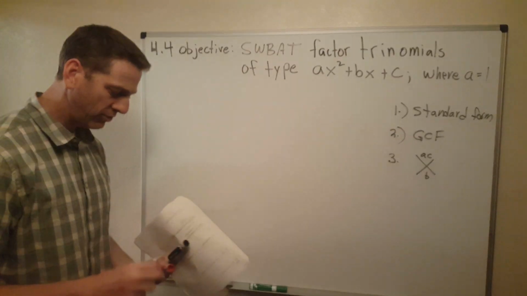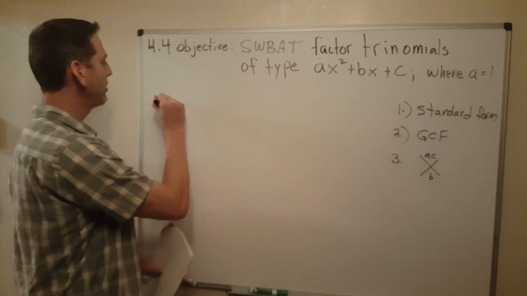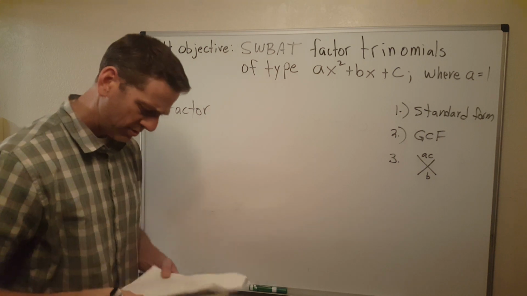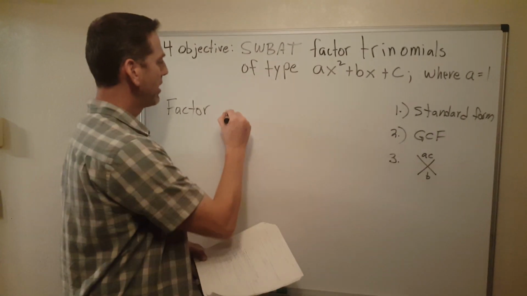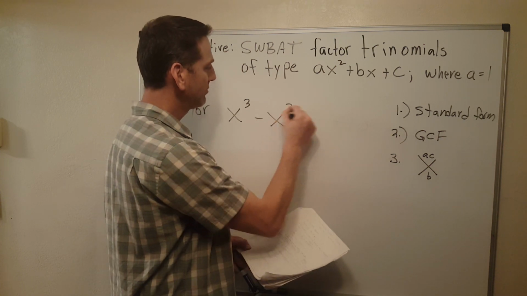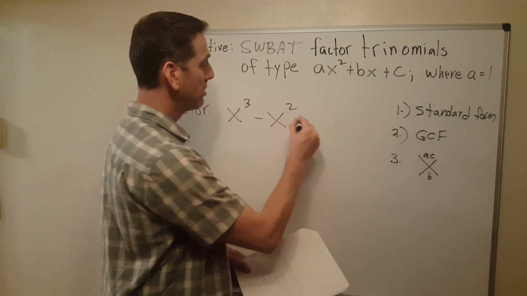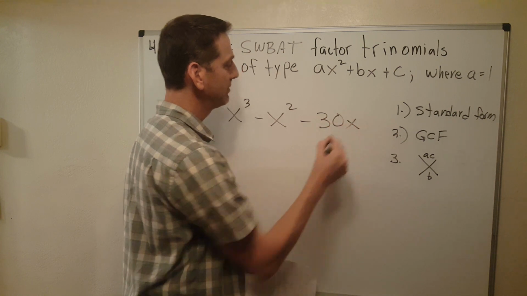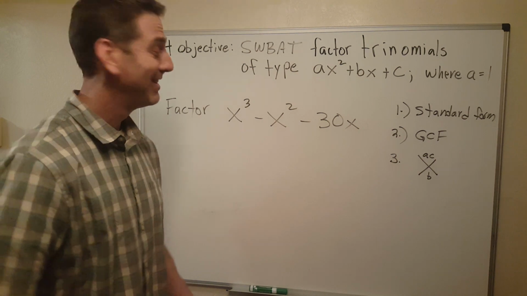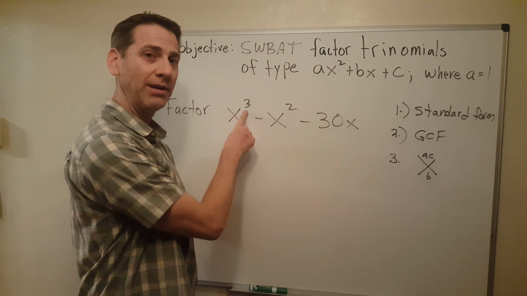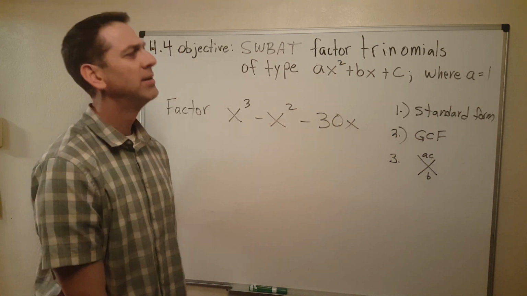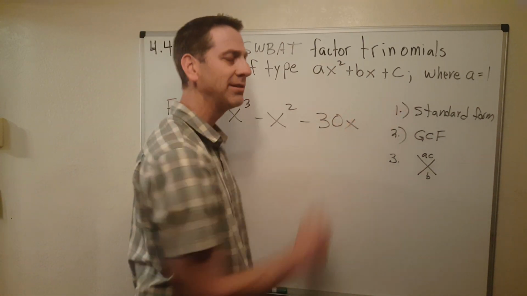Let's do one more example here. I want to factor x to the third minus x squared minus 30x. Looks a little bit different. Yeah, we have a third degree trinomial, don't we? Can we factor that? Well, let's take a look at our process here.